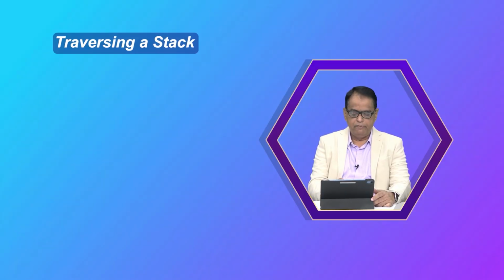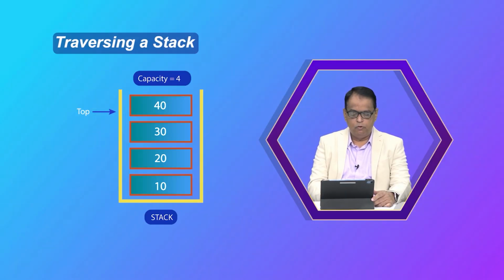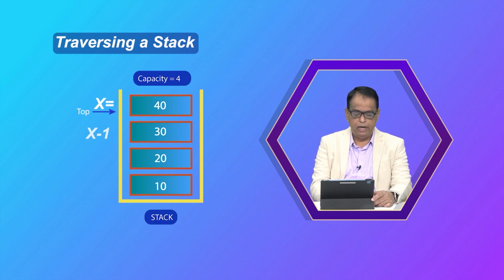Suppose I have been given a stack where there are 4 elements and the capacity of the stack is 4, and now the top pointer is pointing to the element 40. So initially I will assign x equal to top, so that we can access this value 40. Then we will decrement the value of x by 1, and we will go down in the stack, and then we will read the next value, 30.